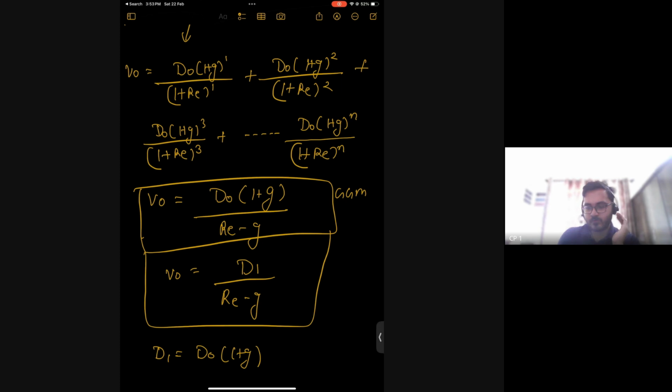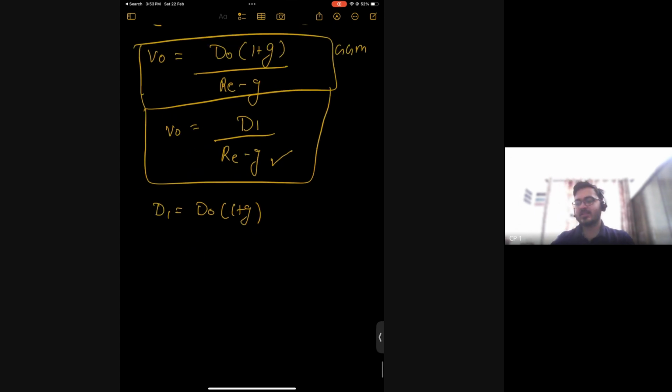So value today is next year's dividend divided by RE minus G, or D0 into 1 plus G divided by RE minus G. So please note this down, that if it's an infinite life Gordon growth model, the dividend is nothing but D1 by RE minus G. So that is all that you need to remember. D1 by RE minus G.